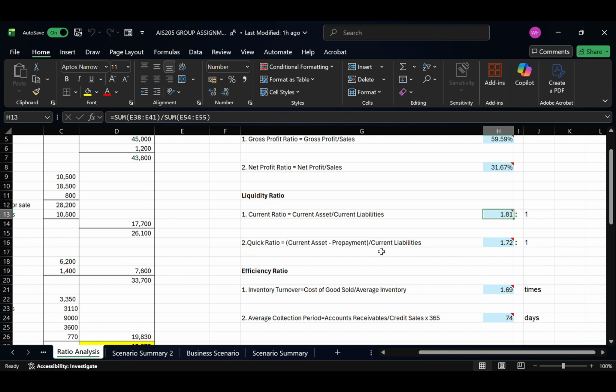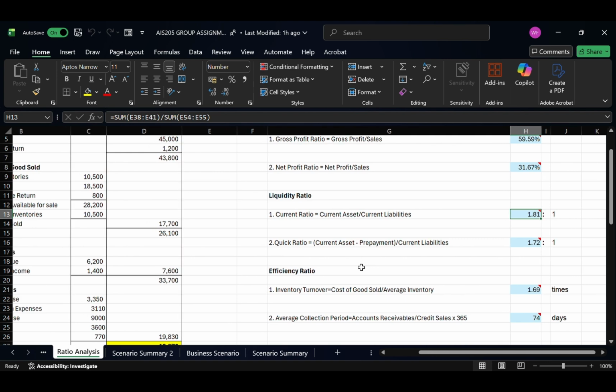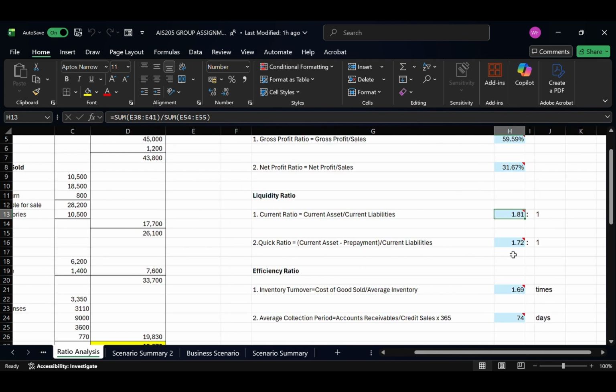The second one is quick ratio. We get it by deducting prepayment from current assets and dividing it by current liabilities, and it indicates that within a short period of time, every 1 ringgit of the current liabilities can be paid using 1.72 ringgit of the current assets.